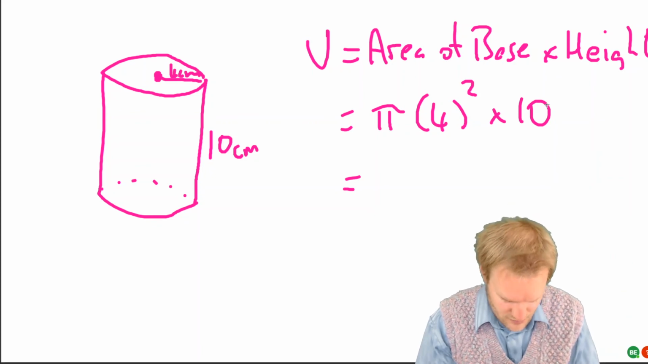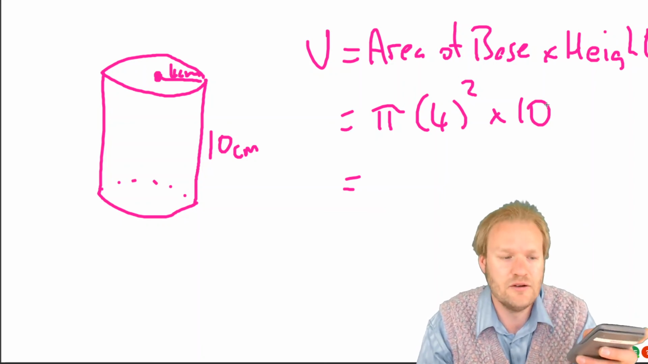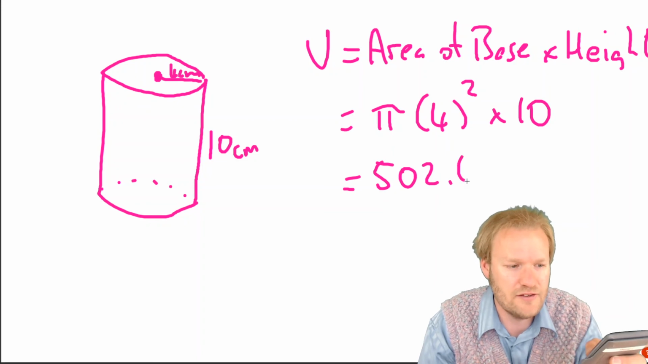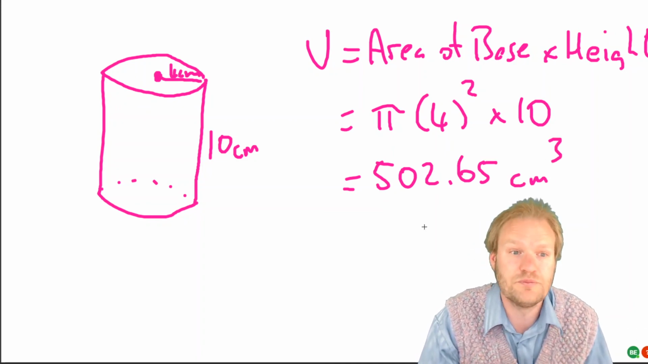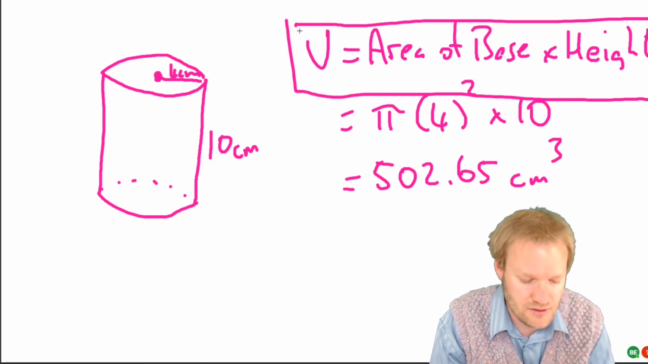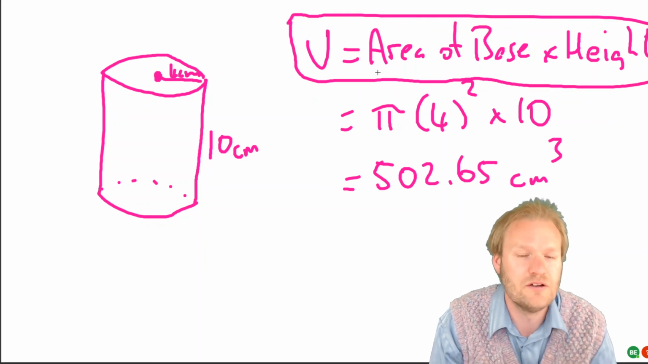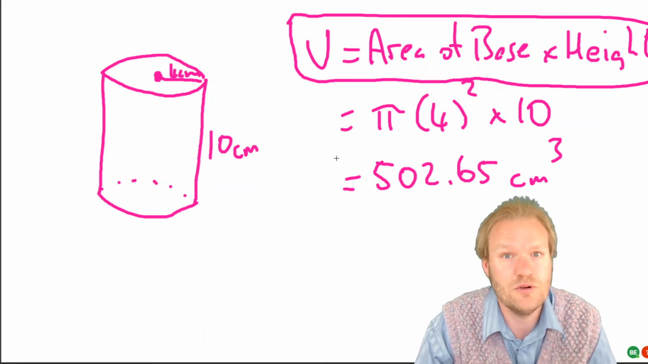Calculator. Pi times 4 squared times 10. 160 pi. We hit the S to D button so we can turn it into a decimal. 502.65 centimeters cubed. So there it is. But this is our key. Area of base times height. I just want to take over that too. So then it can apply to any prism or cylinder.